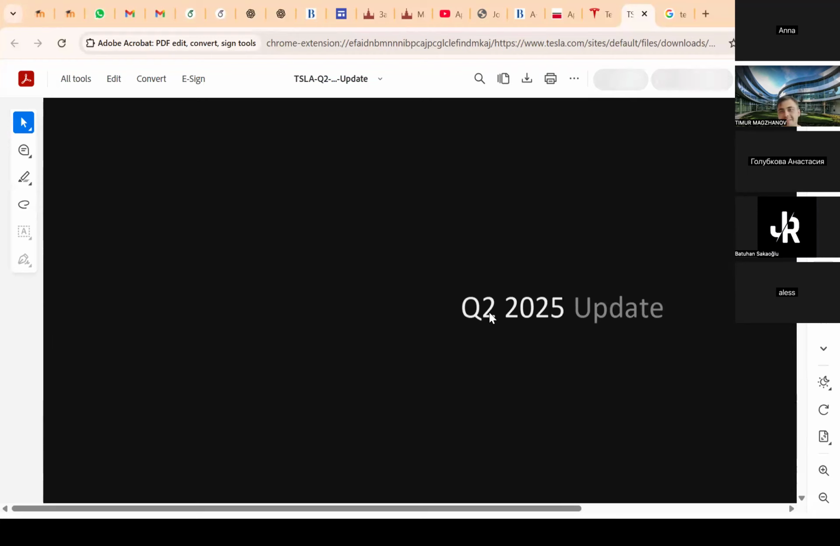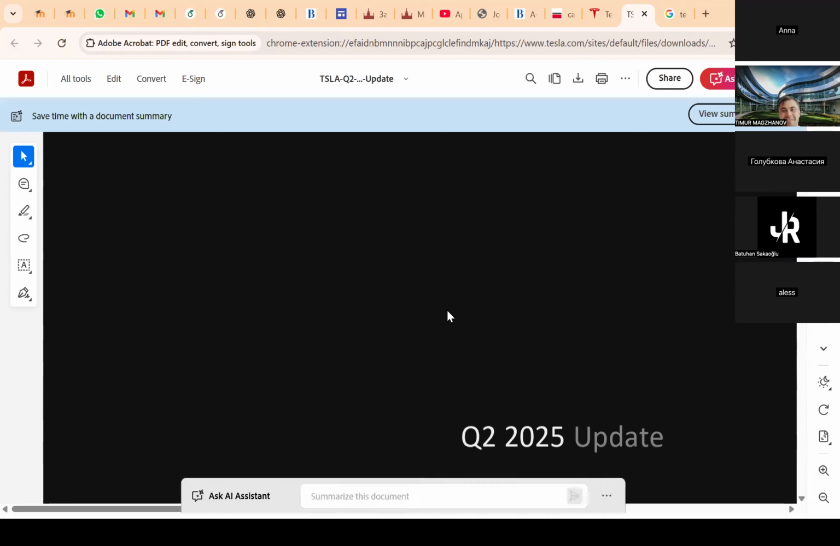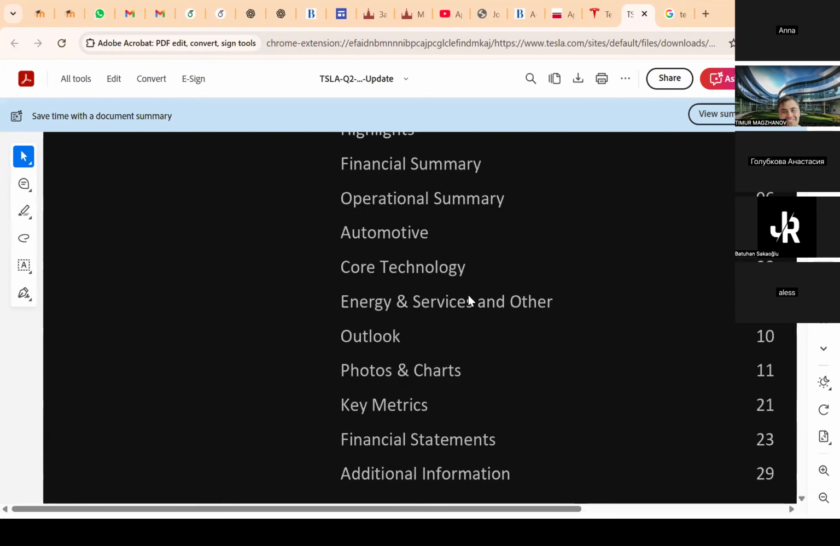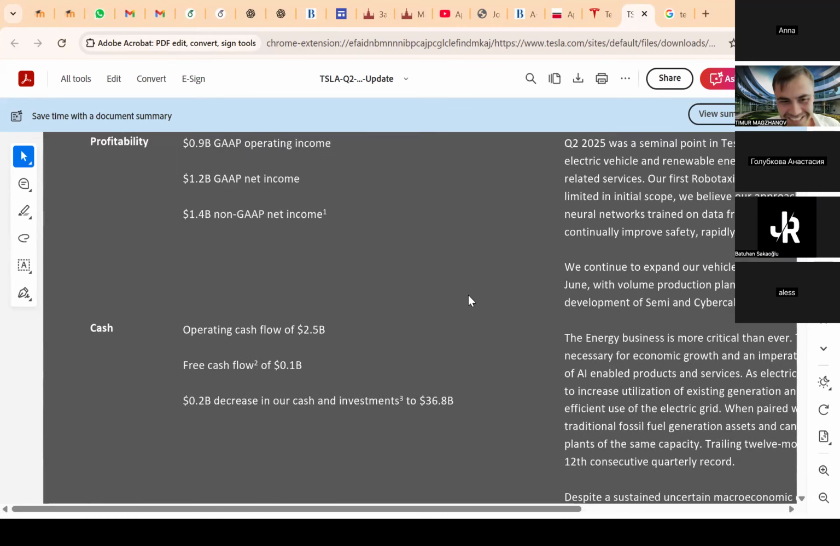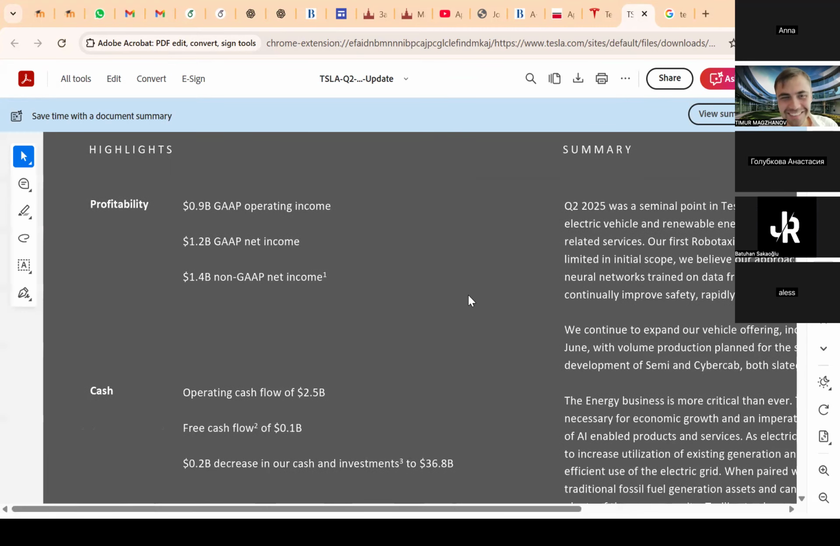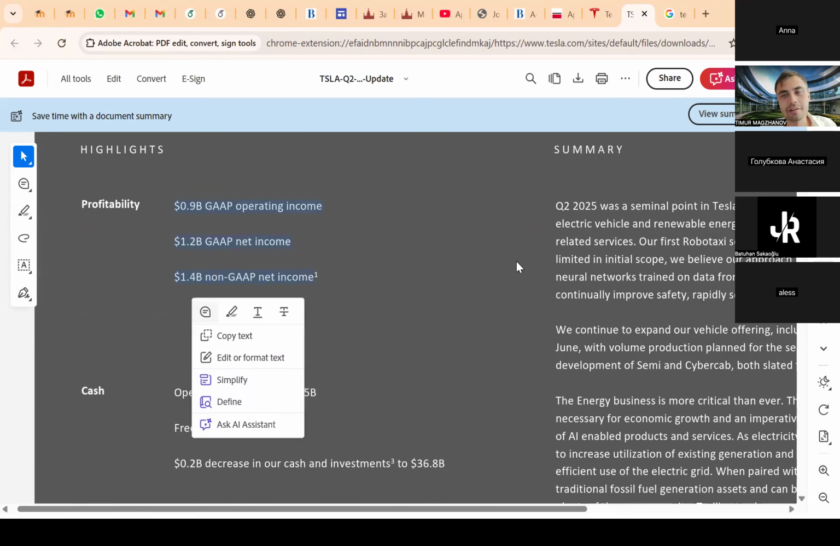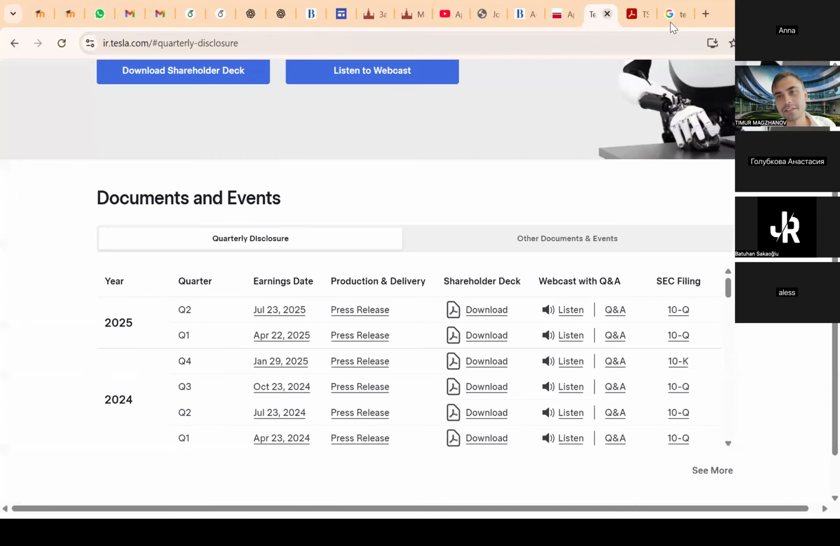Tesla is not very creative in how they organize their reports. I mean, black font and just some white and gray letters. But what you're really interested in are these numbers and how they correspond to what analysts were expecting from Tesla.